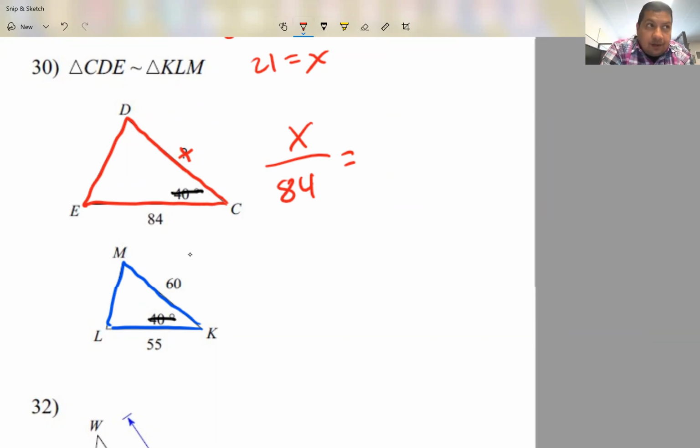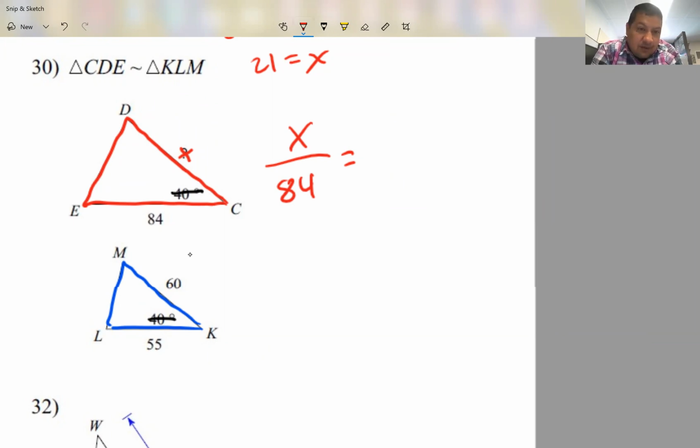Now, one thing here, when the triangles are separated, I could have flipped the triangle. We don't know. Now, I'm going to say 60 from the blue triangle is going to go with the bigger side from the red triangle. If you guys can tell that X is bigger than 84, X goes with 60. But if 84 is bigger, then X goes with 55. Now, sometimes we cannot tell.